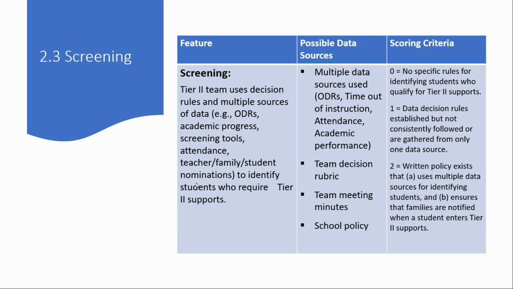So a team receives a 0 if there's no specific rules for identifying students who qualify for those tier 2 supports. The team receives a 1 if data decision rules are established but are not consistently followed or are gathered from only one data source. The team will receive a 2 if that written policy exists, and A, that uses multiple data sources for identifying students, and B, ensures that families are notified when a student enters tier 2 supports.